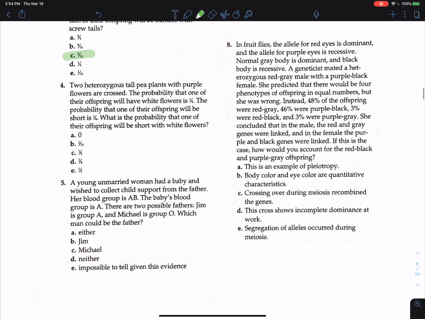Another Punnett square for number 4. 2 heterozygous tall pea plants with purple flowers are crossed. Okay. The probability that one of their offspring will have white flowers is 1/4. The probability that one of the offspring will be short is also 1/4. What is the probability that one of their offspring will be short with white flowers? So another Punnett square here. The answer you should get is B, as in 1 out of 16 should have those conditions in your Punnett square. Again, if that's a problem, if you're not able to do that Punnett square, please let me know, and we can do that together.